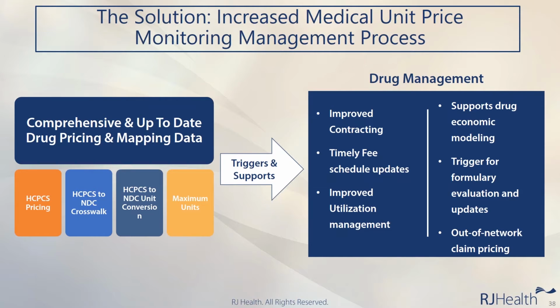And then finally, from an out-of-network claim pricing perspective, if you're getting a claim from a provider who's not in your network and the price is astronomical, this gives you kind of guidelines in regards to what should be the fair market value for that drug based off of the data service, right?